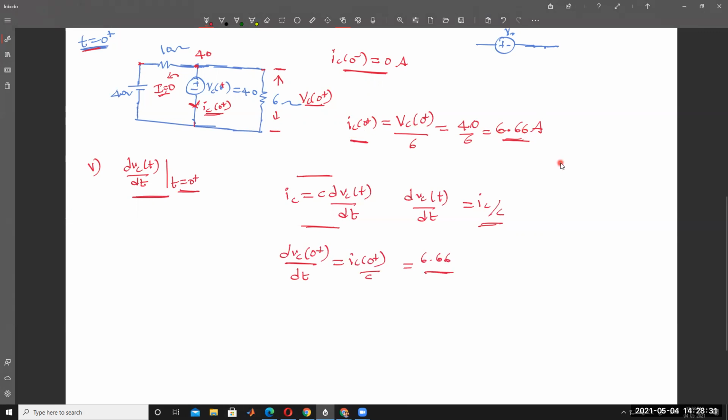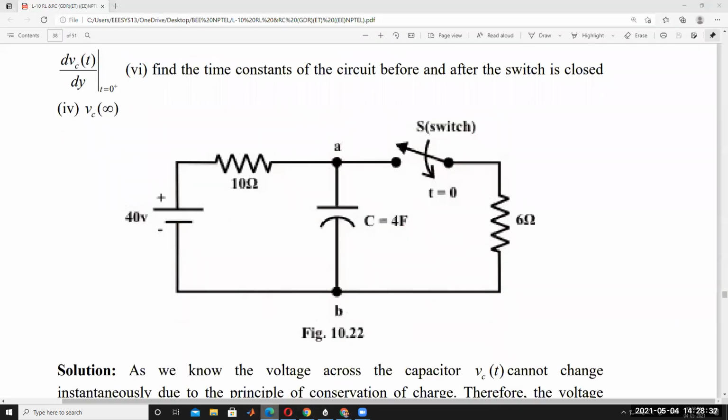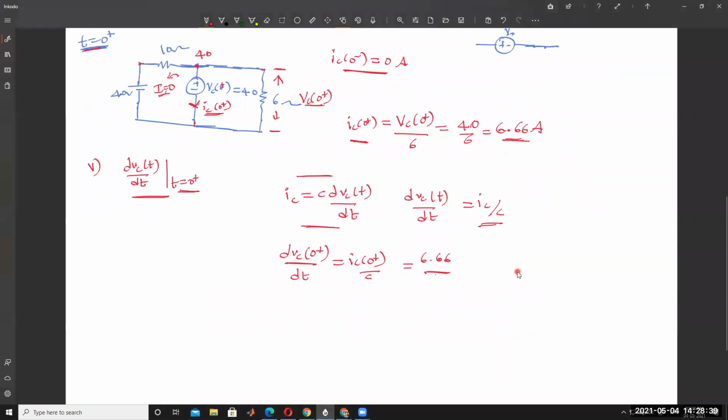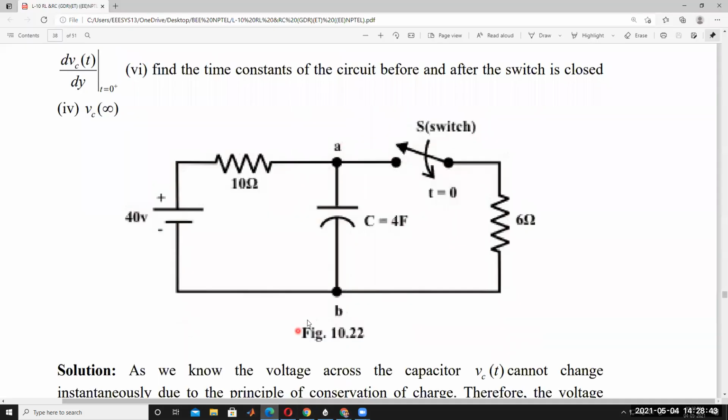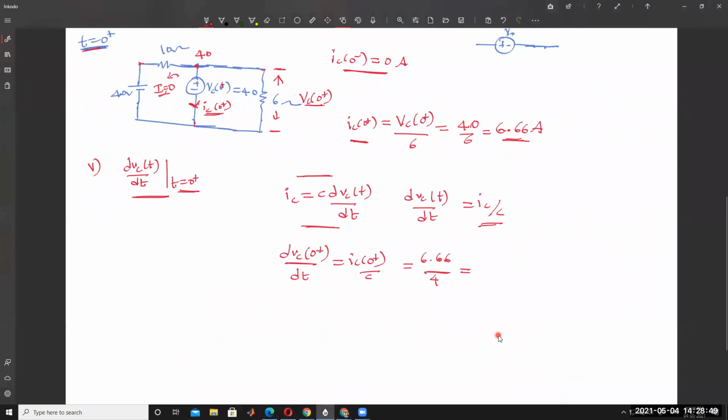How much is C? What is the value of capacitance here? C is equal to 4 farads. So substitute 4 here, and what is the answer? So dVC of 0 plus by dt is equal to 6.66 divided by 4, which is 1.665 volts per second. This is the dVC of t by dt.